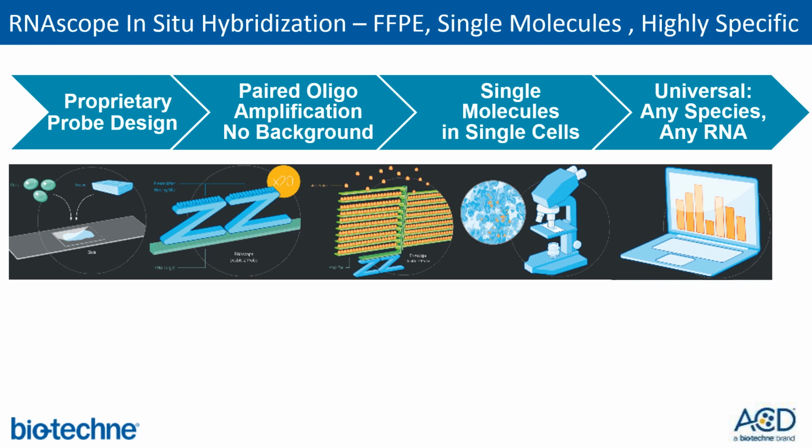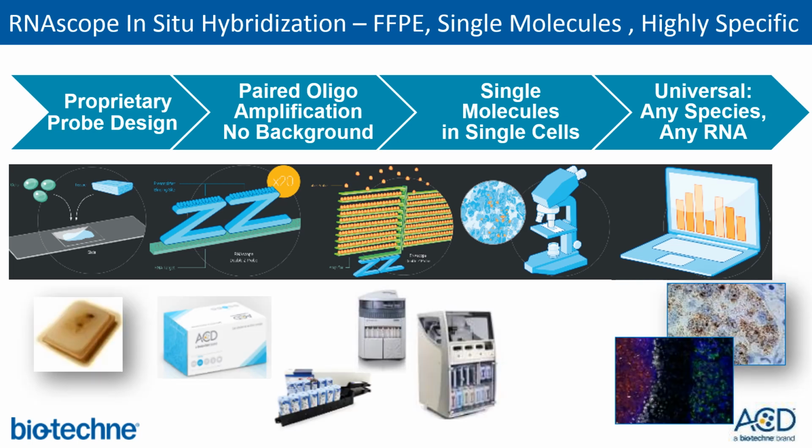It's slide-based like IHC or immunofluorescence, but in this case, we're hybridizing with oligonucleotide probes, which then through a series of amplification steps will localize signal to the point where a visible dot will appear for each individual molecule being detected. A chromogenic dot in the case of HRP or alkaline phosphatase assays, or fluorescent dots in the case of multiplex fluorescent assays.